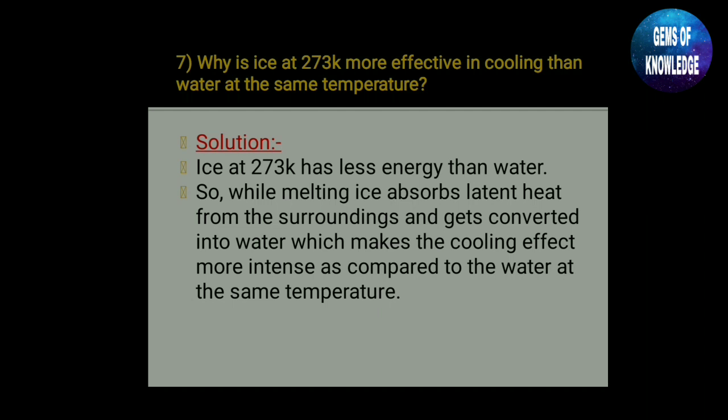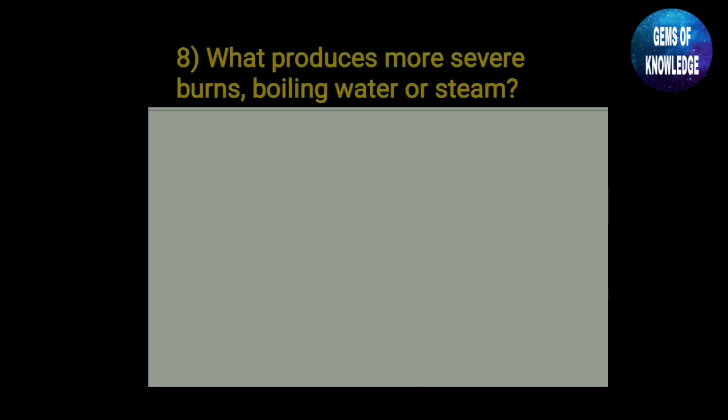So when the ice is going to melt, it will absorb all the latent heat from the surrounding and get converted into water, which makes the cooling effect more intense as compared to water at the same temperature. So due to this latent heat absorbed by the ice from the surrounding to get converted into water, it makes the cooling effect more than the water. Okay, so next, going to the 8th question, what produces more severe burns?